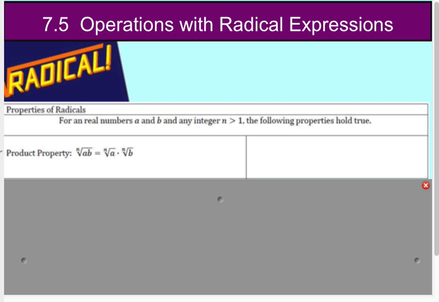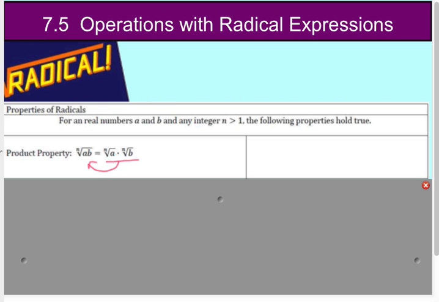Okay, so the first one's the product property. If I have the nth root of a times b, I can break that up as the nth root of a times the nth root of b. Notice, if I was given something like this, I could work my way back. So it goes both ways because it is an equal sign.